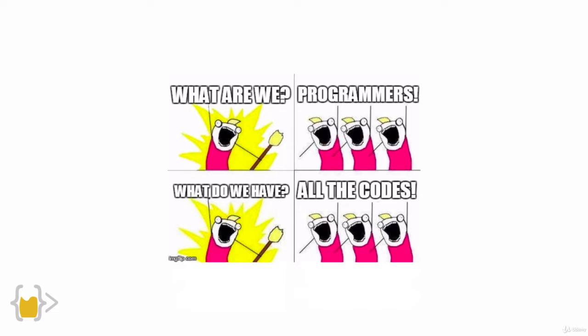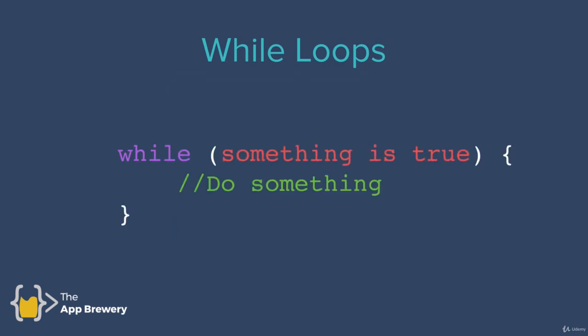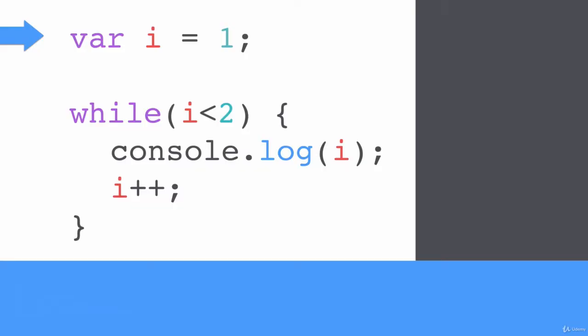Well, this is where loops come in. And the simplest type of loop are what are called while loops. The way that while loops work is that in between the parentheses, there is a statement. And while that statement is true, then the code inside the curly braces will run again and again and again and again until that statement is no longer true. So let's take a look at this example.